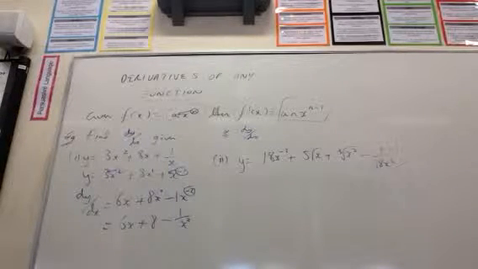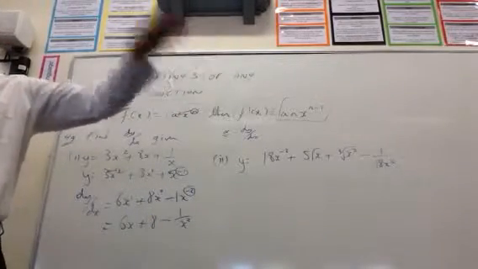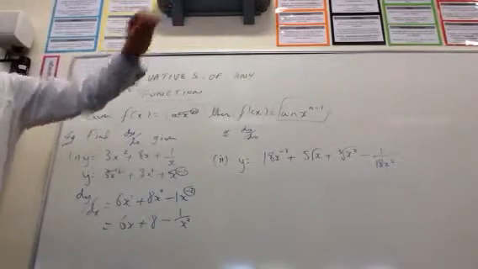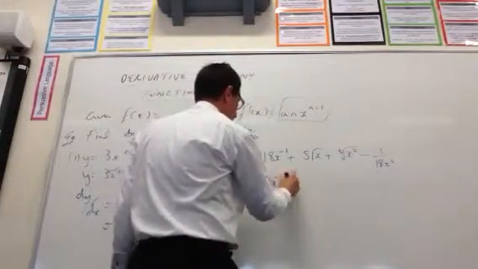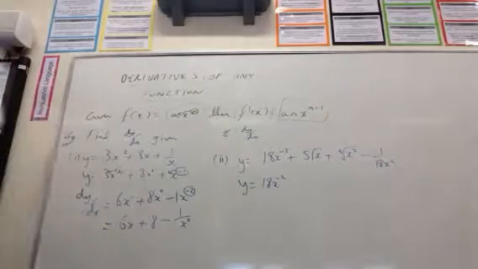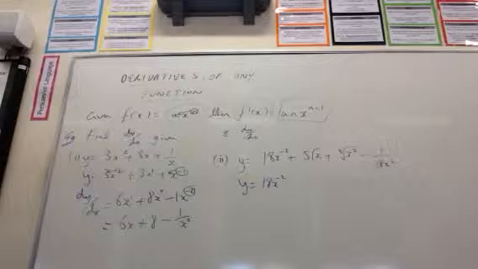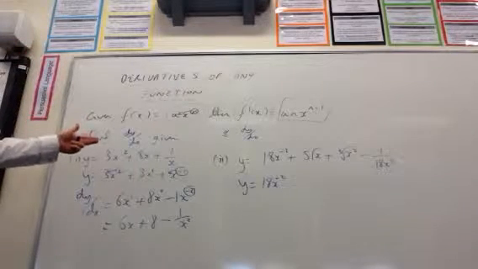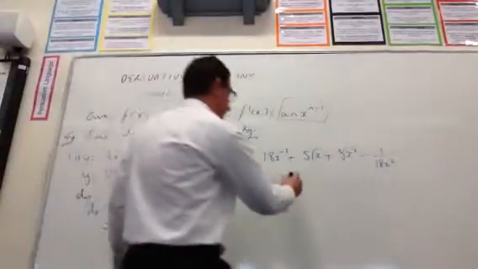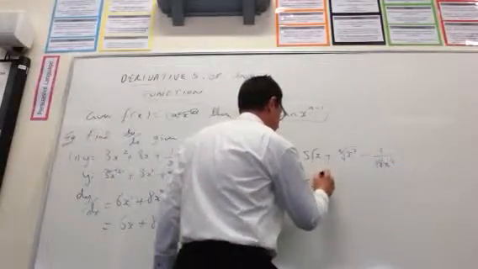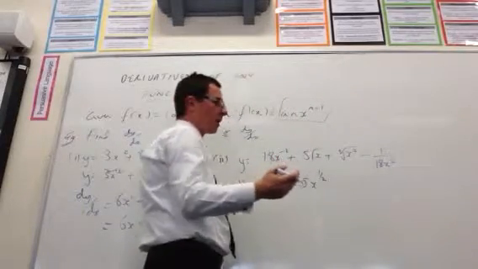So, first thing, express as on one line, powers only. Can't touch it. 5 root x in power form is 5 x to the half. Okay? So square root is the same as power half.